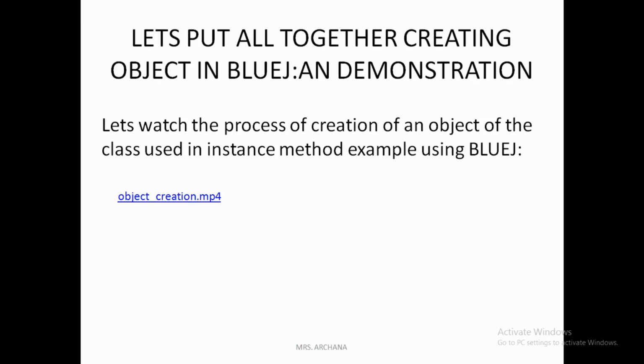In this slide, creation of an object using BlueJ is shown. Here, the same example of the previous slide of finding the maximum value between two integers is used. An object of test1 class is created, as can be seen in this video. Now I am going to play the video on how to create an object.